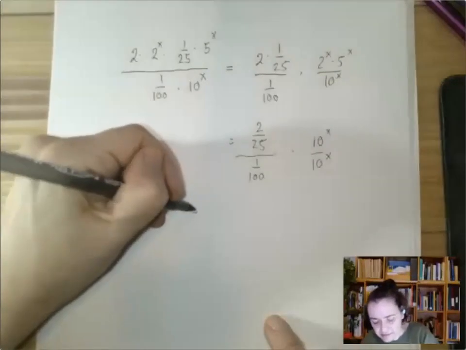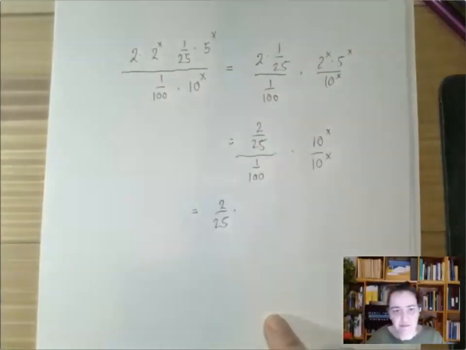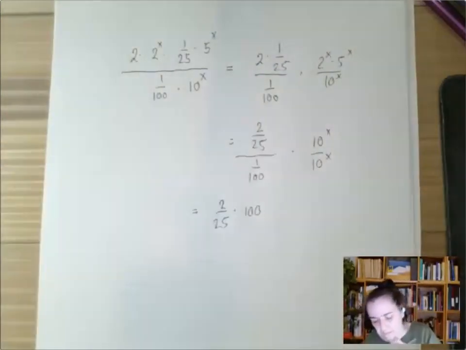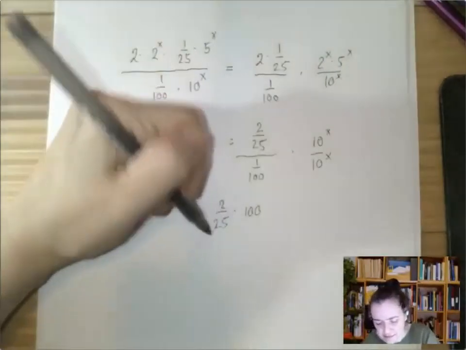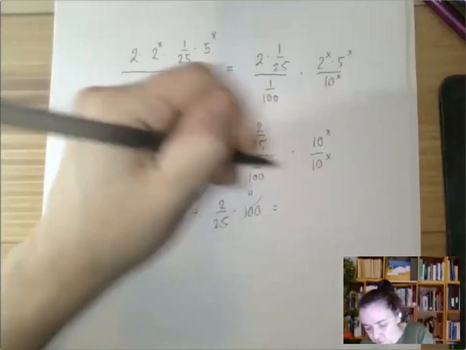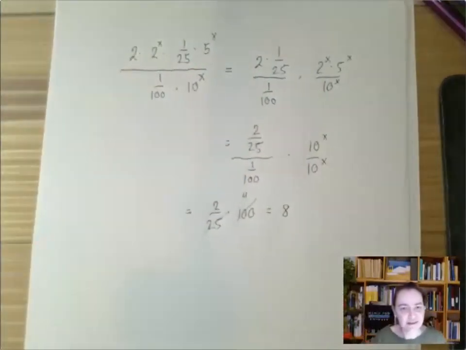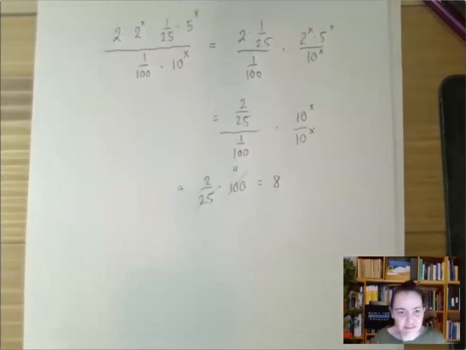So what we have is 2 divided by 25 divided by 1 over 100, but to divide is to multiply by the reciprocal. And then there is a little cancellation here. So we have 2 times 4, which is also 8. It's always encouraging when we get the same answer after solving the same problem twice.